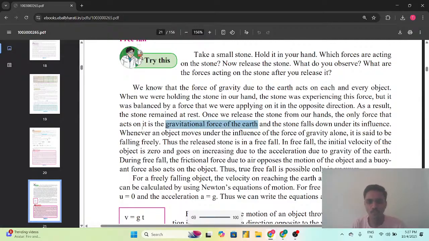Whenever an object moves under the influence of the force of gravity alone, it is said to be falling freely. Thus, the released stone is in free fall.